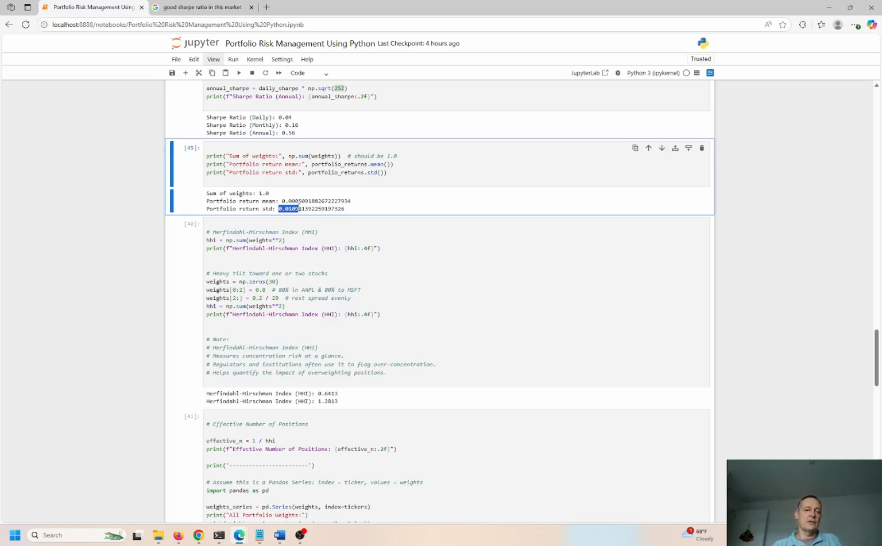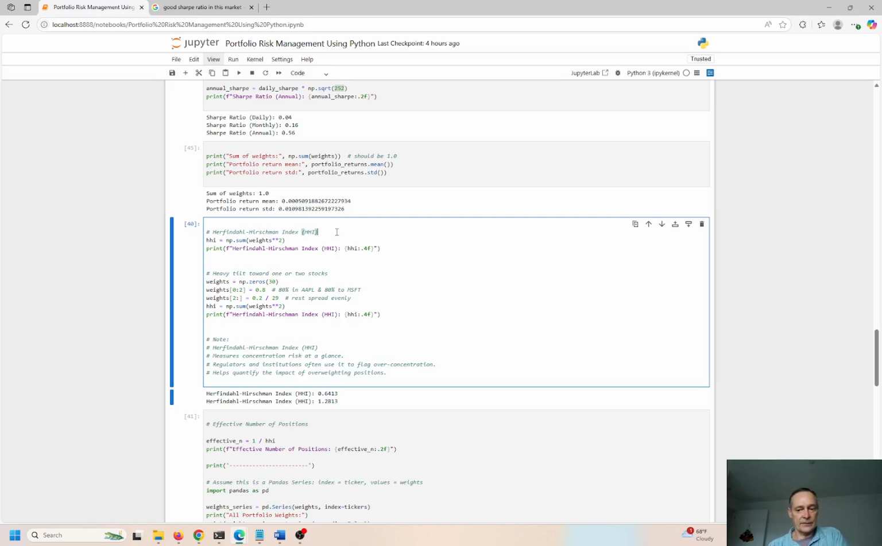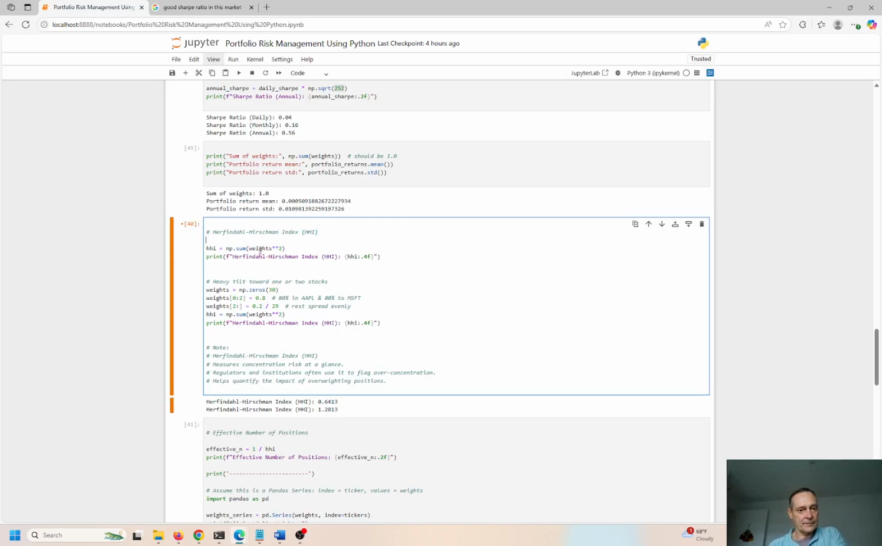Okay, so you have to pick which one you want. Let's take a look at the Herfindahl-Hirschman Index. This is the sum of the weights, and we are using HHI over here and taking this to 4 decimal places. The weights are going to be 30, so pretty evenly balanced.